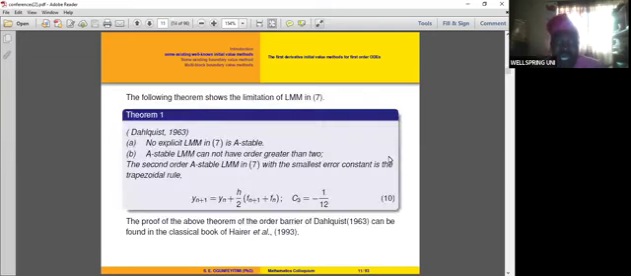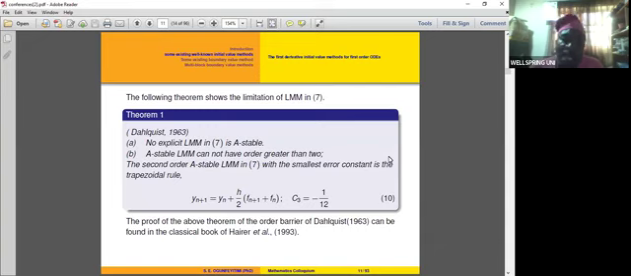Before we proceed, we have a limitation for linear multistep methods in equation 7. It says that no explicit linear multistep method in 7 is A-stable. Then the one that is A-stable has order not greater than 2. An example of such is the trapezoidal rule, given in equation 10, which is of order 2, and the error constant is -1/12, depending on the angle we use to get the error constant. Some can be 1/12, while others can be -1/12. Then the proof is documented in Ehle et al., 1993.